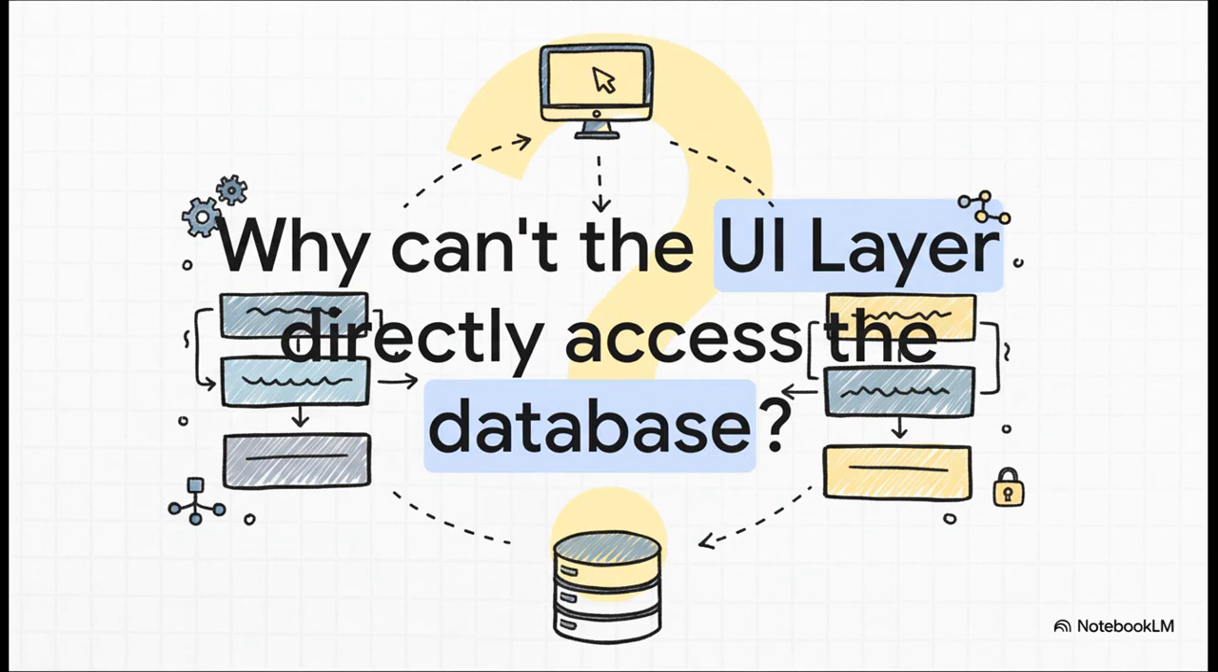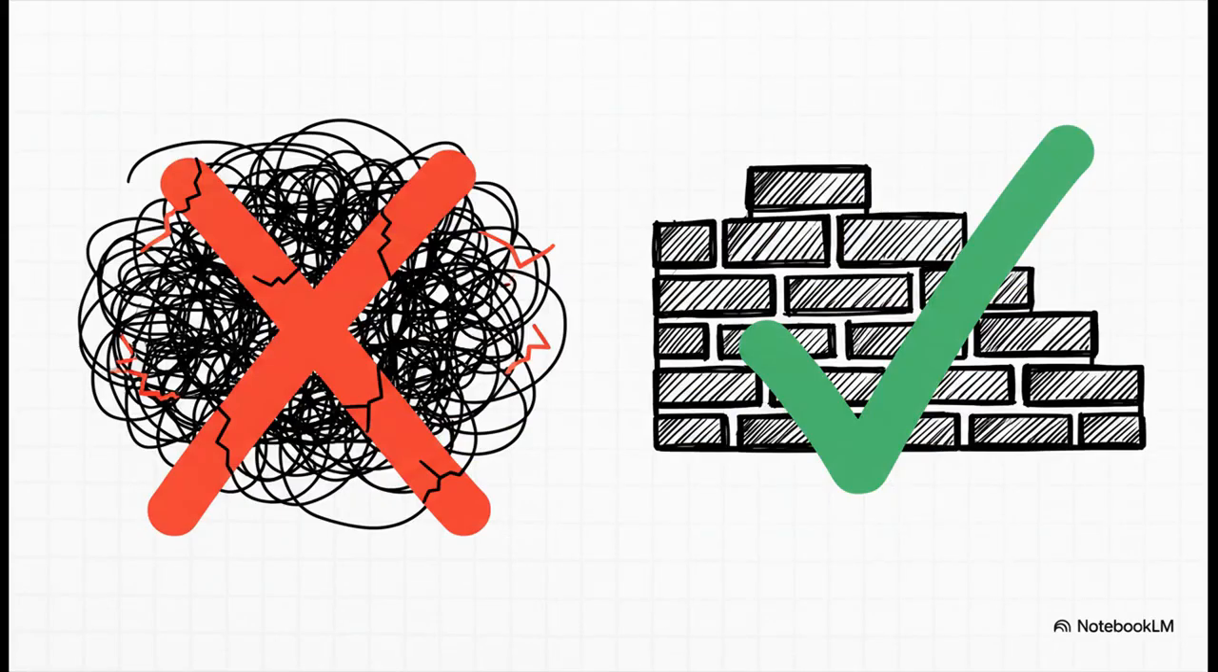And to wrap this all up, let me leave you with a little tip. You are almost guaranteed to hear this question in a software engineering interview. So why can't we just let the UI layer talk directly to the database? I mean, it would be faster to code, right? And now you know the answer.